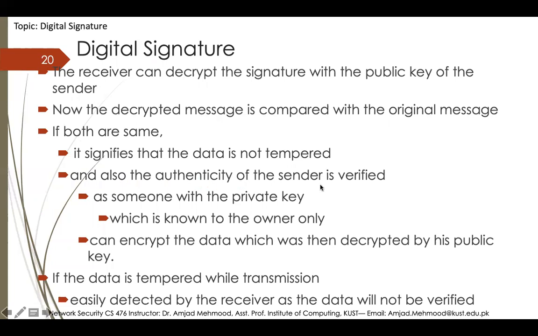And the authenticity of the sender is verified, as only someone with the private key, which is known only to the owner, can encrypt the data, which is then decrypted by his public key. If the data is tampered with during transmission, it is easily detected by the receiver, as the data will not be verified in the process, as I mentioned. When it reaches the receiver, there is a mechanism, which is called digital signature. It confirms the authenticity of the sender as well as the integrity of the document.